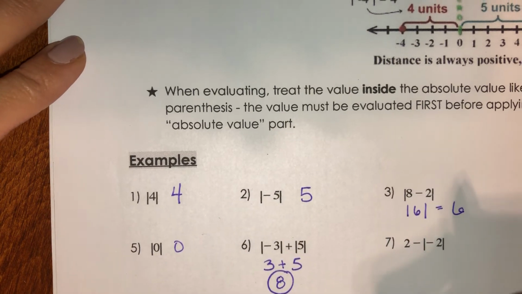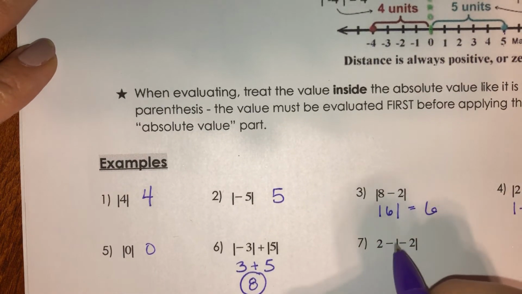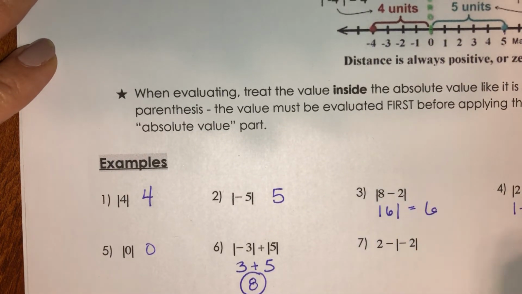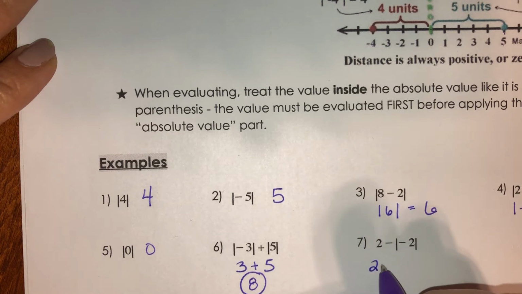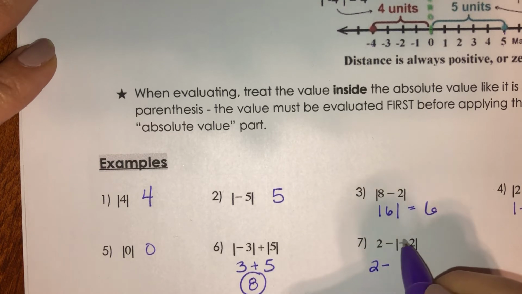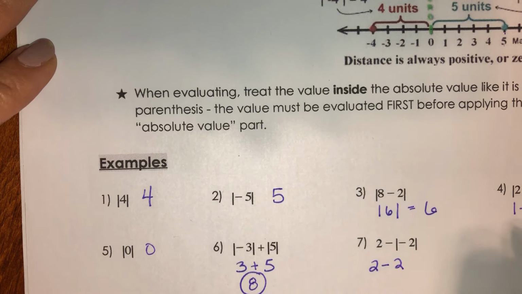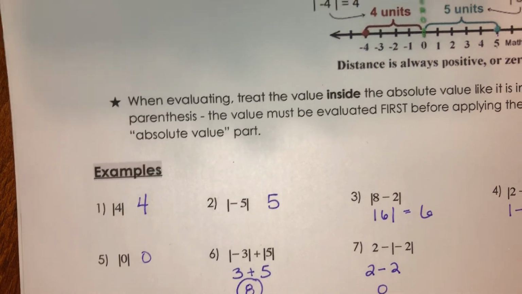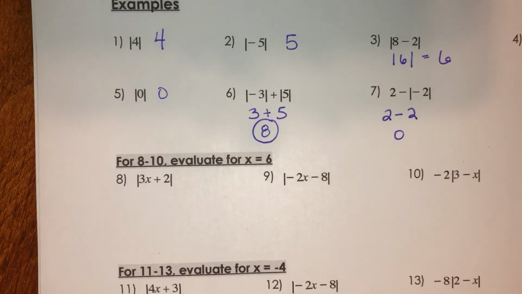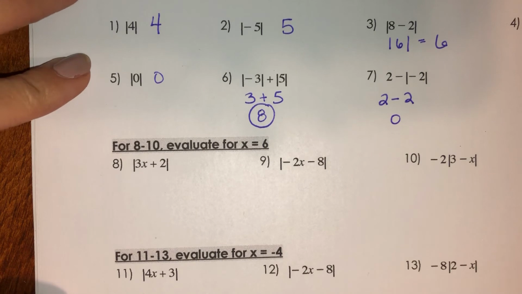Ooh, I have a lot of negatives here on this one. Again, if I have parentheses, I'm going to figure out what's inside the parentheses first. This is 2 minus the absolute value of -2, which is 2. So I have 2 minus 2, which is 0. All right, let's go ahead and go on a bit.